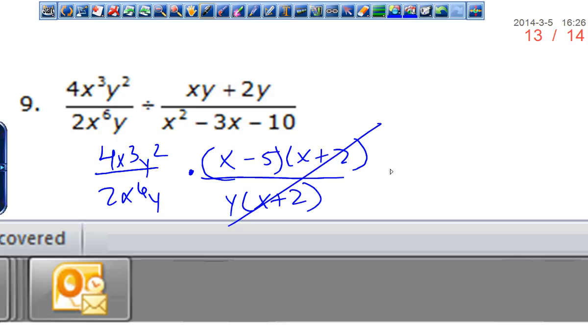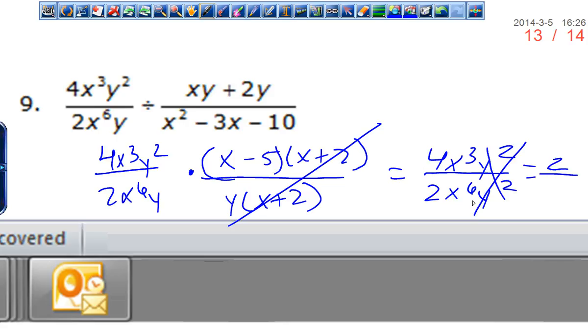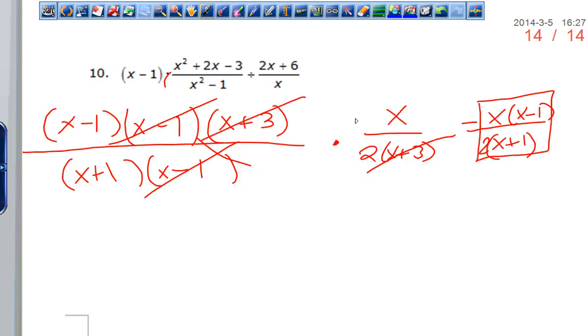And then let's just put everything else together. So I have 4x cubed y squared over 2x times 6y squared. So the y squareds cancel out. 4 over 2 is 2. And then 3 and 6, so 6 stays in the bottom when I do 6 minus 3, so x to the 3rd. And then number 10, there you go. x times x minus 1, 2 times x plus 1.